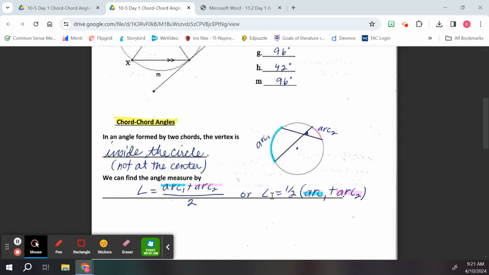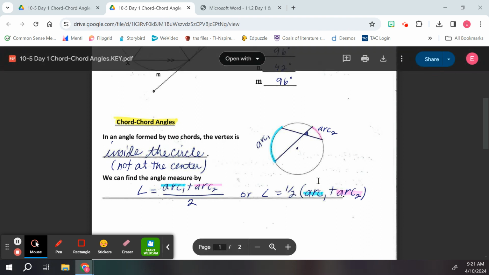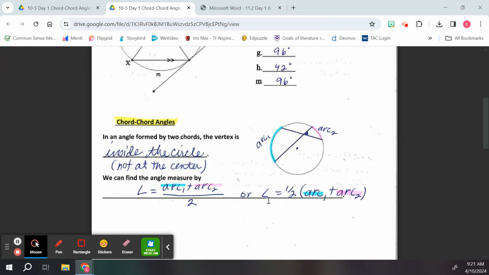Okay. The other thing to note is that this angle and this angle, they are vertical. So if you get one or you're looking for the other, they work. They will be congruent.